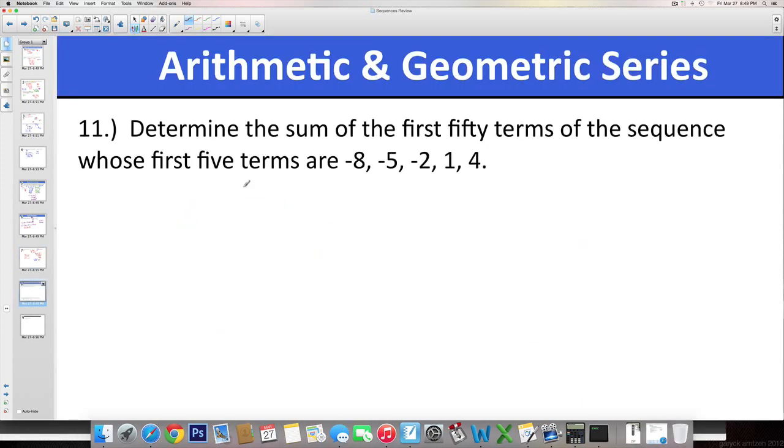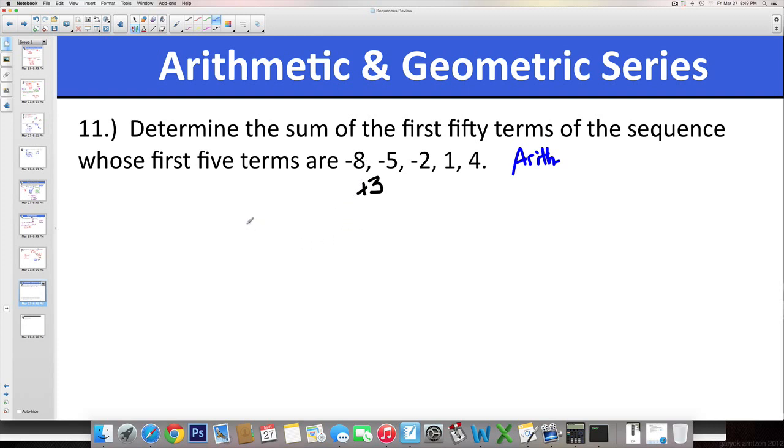The last topic was arithmetic and geometric series. So we want to find the sum of the first 50 terms of this sequence here. So first, let's determine what type of sequence it is. Okay, we take a look at it. Looks like we're going up by 3 every time. So if we're going up by 3, that is an arithmetic sequence. So therefore, we want to find the sum, and this would be an arithmetic series.